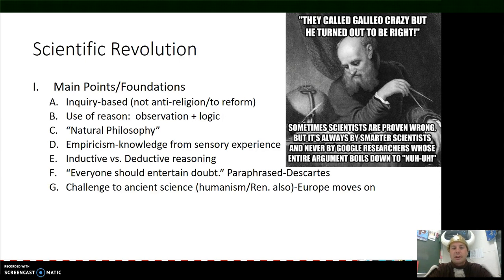We have this word here, empiricism, and the dictionary definition is knowledge through sensory experience. But what it really means in this case is discovery through sensory experience, learning how to experiment, learning how to derive knowledge from experiences and experiments that are there. We're differentiating between inductive and deductive reasoning.